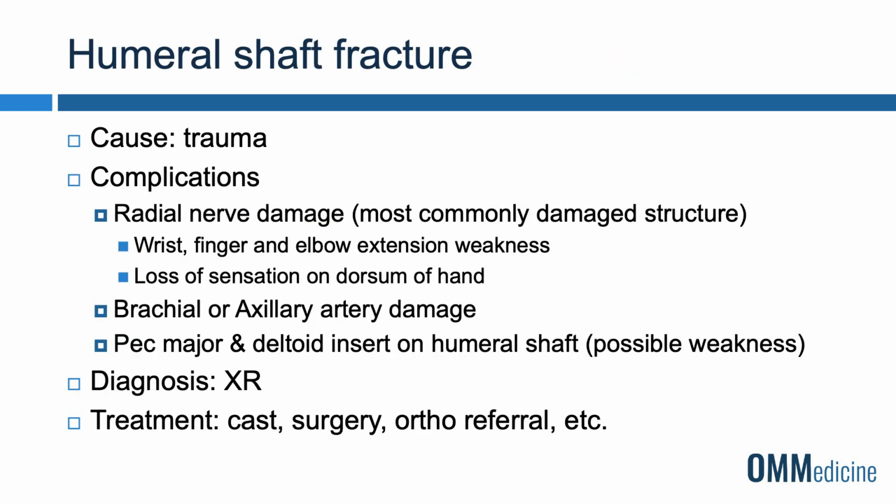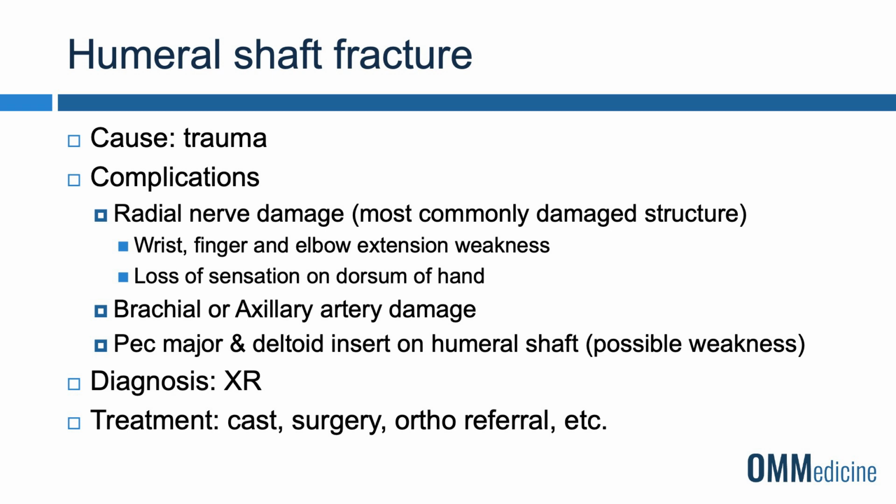And the last humeral and shoulder dysfunction we'll talk about are humeral shaft fractures. These are largely caused by trauma, such as car accidents or a direct blow to the arm. And humeral shaft fractures have one very high yield complication that you should be aware of, which is damage to the radial nerve. And this should make sense to you because remember that the radial nerve runs in the posterior aspect of the humerus through the radial groove.